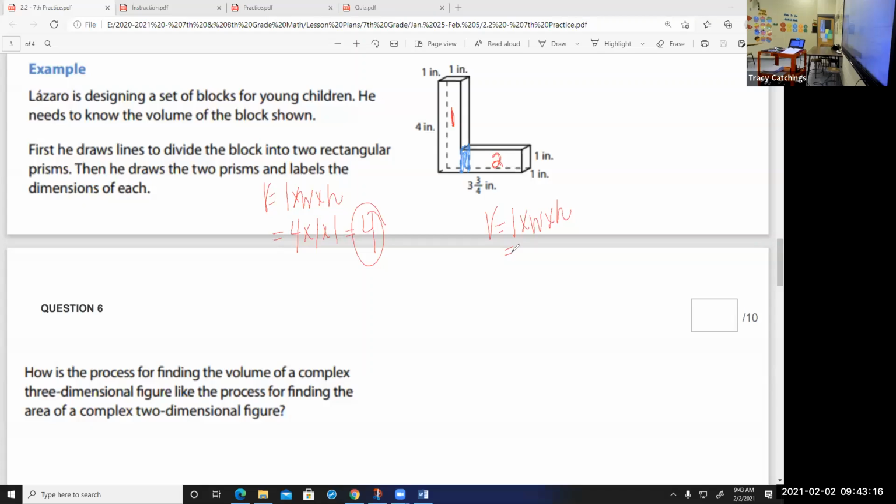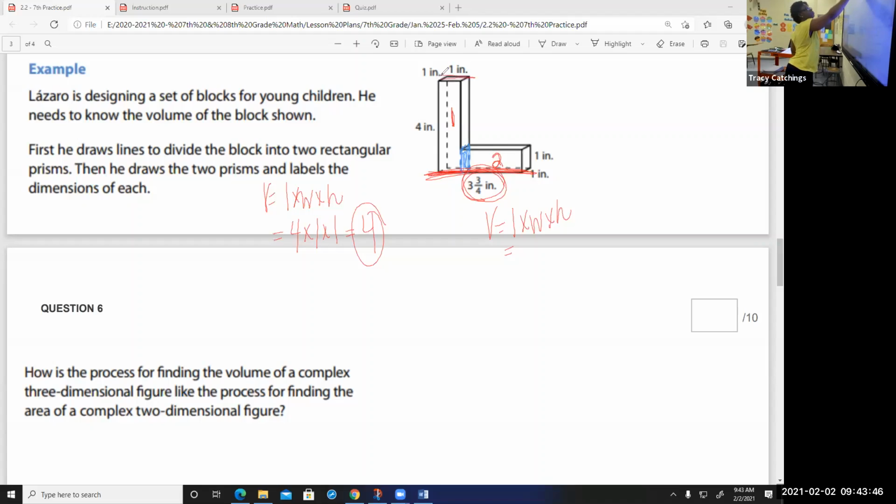Anybody think about that second rectangular prism? 3 and 3/4 times 1 times. I missed all of that. 3 and 3/4 times. Good, mute yourself. That's why I say y'all gotta learn how to recognize when they have separated it. All of that is 3 and 3/4.